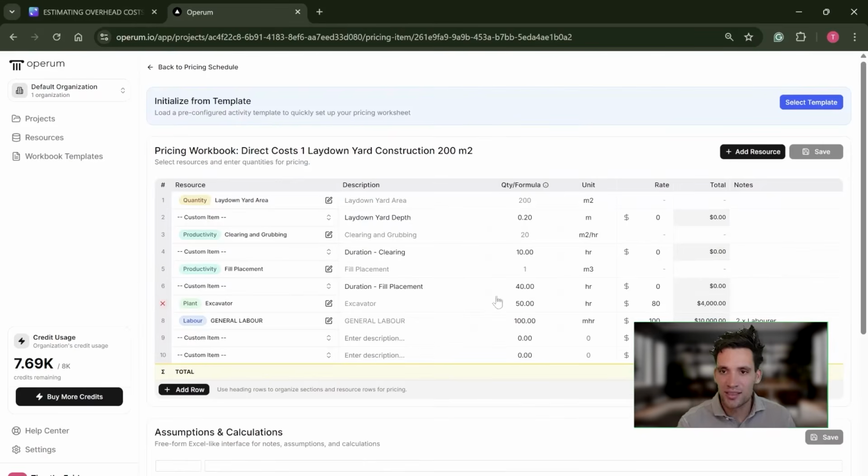So if I use the example of a one-off cost, say at the start of the project, you have to build and construct a laydown, that is going to be calculated the exact same way as you would calculate your direct cost for the task. So we've got 200 meters squared of laydown, we've got a depth, which is 200 millimeters, which gives us a volume. We've got a productivity for the clearing and grubbing, which gives us an overall duration and hours, we've got productivity for the placement of fill. We've got a total quantity of fill based on the area and depth of the laydown. From that, we can calculate how many hours of an excavator we need and how many hours of labor we need. Super simple, exactly the same way as you would calculate your direct costs.